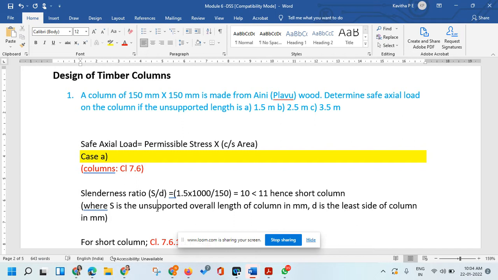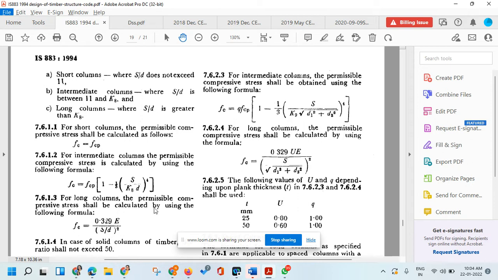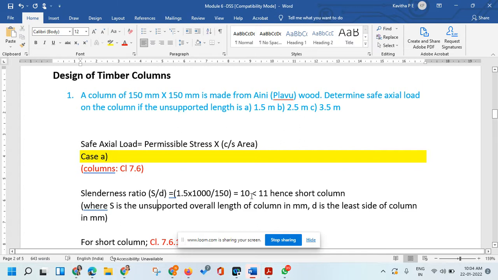So S is 1.5 meter. I am converting it into millimeters. 1.5 into 1000 divided by the least dimension. Since it is a square column, we can take it as 150 and then get the slenderness ratio as 10. As per the IS code, if the slenderness ratio S by D does not exceed 11, it is a short column. Here you can see it is 10. So our column is a short column.